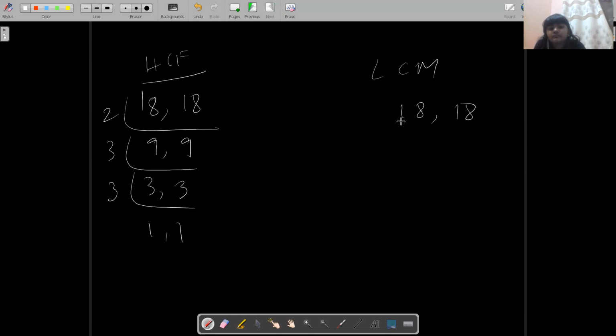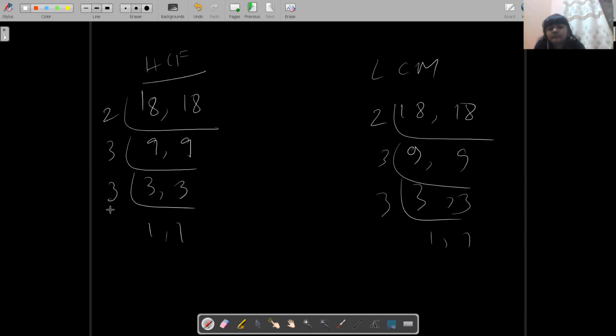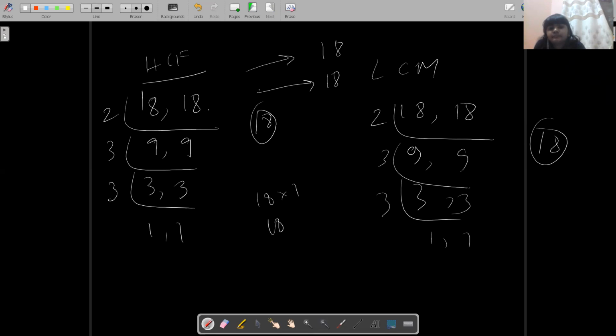Here again, the same thing will happen. If you multiply this, you'll get 18. If you multiply this, you'll get 18. So actually, if you have the same number, the highest common factor is 18 and the lowest common multiple is also 18. Obviously, 18 into 1 is 18. This is common. That is the LCM.